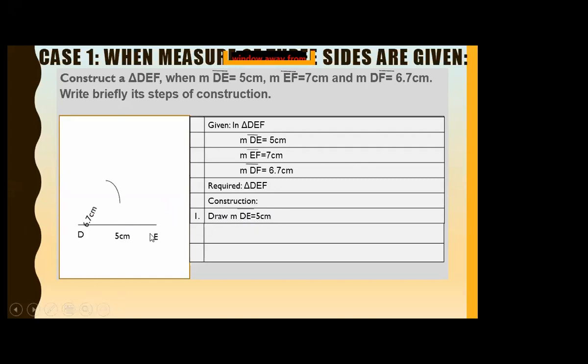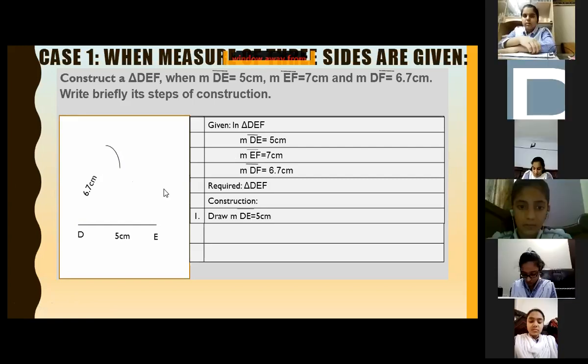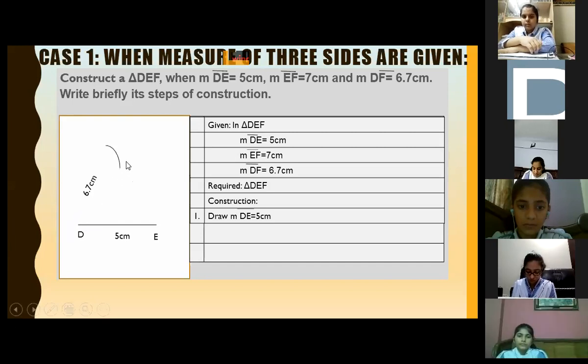Then what we have to do? Now you have to put the compass on D with the measurement of 6.7 centimeter and draw an arc. D as center with radius 6.7 centimeter, draw an arc. Avoid writing that from D draw an arc of 6.7 centimeter to F.